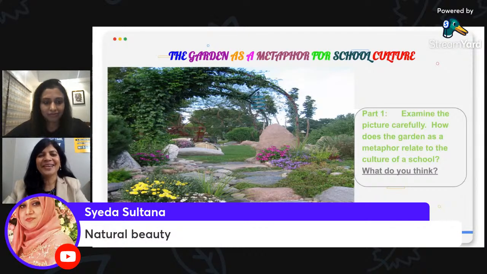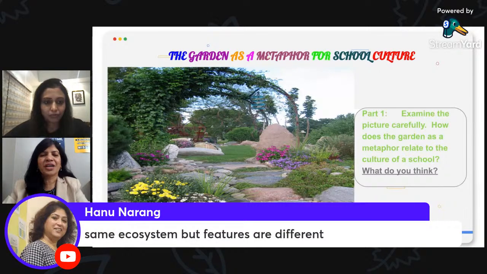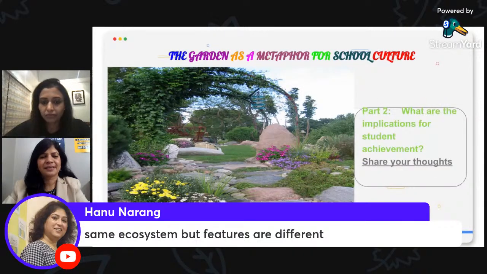Yes, natural beauty. So when you compare this with your classroom, your children are also like natural beauty and they take time. They take their own time to blossom and they have their own requirement. But can you go to the next slide, Annie? Same ecosystem, but features are different.